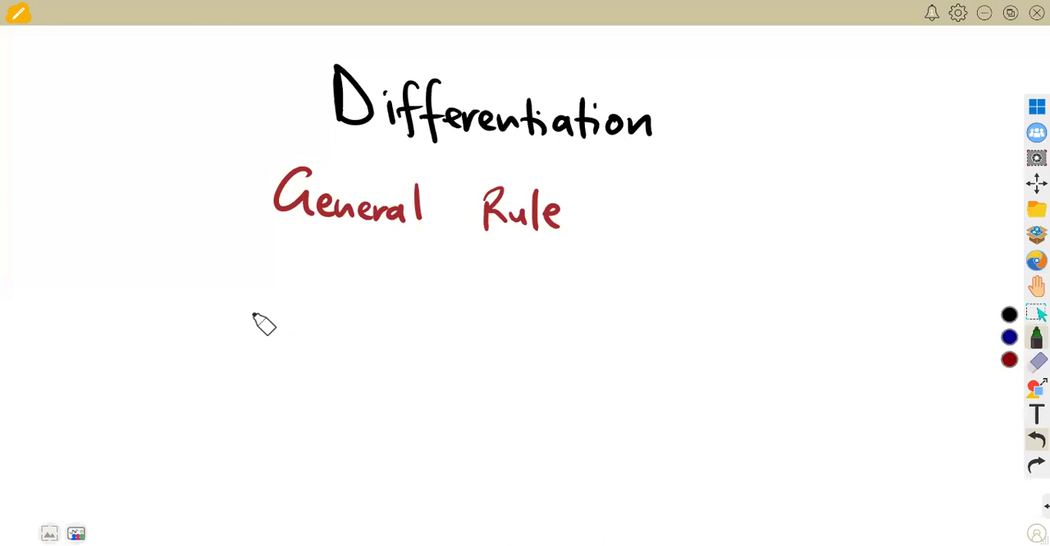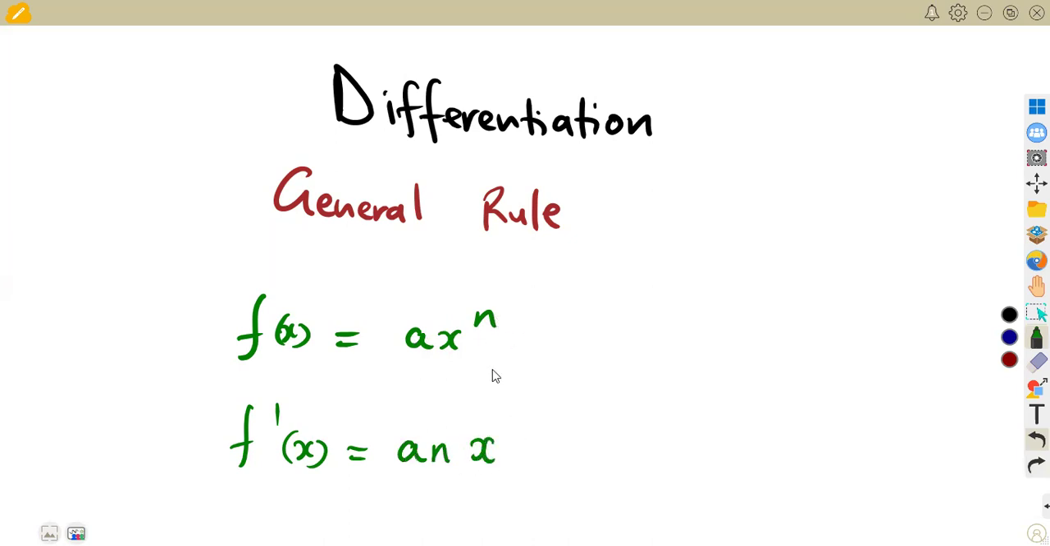So maybe I'm given f of x, which is equivalent to ax to the exponent of n. This is where we have the basic derivative of a function of this nature. Whenever you're given this, the first derivative with respect to x is going to be given by the formula: you multiply this n to a, so it's going to be a n x to the exponent, you subtract 1 on the exponent.